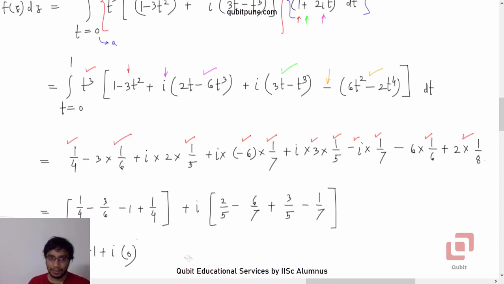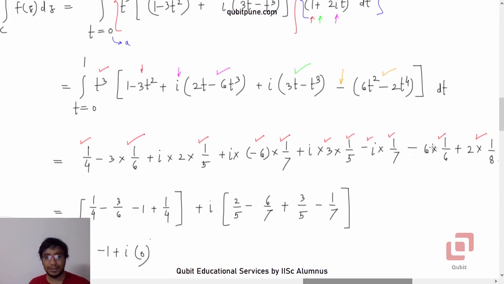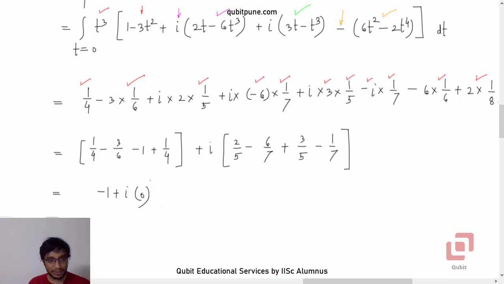Collect the real terms, and collect the purely imaginary terms. The imaginary parts, let me use blue color now for them, is 2 by 5 minus 6 by 7 plus 3 by 5 minus 1 upon 7. Plus 3 by 5 plus 2 by 5 will be 1, minus 6 by 7 minus 1 upon 7, so minus 1, so 1 minus 1 is 0, so this whole thing will be equal to 0. So at least the imaginary part has turned out to be 0.